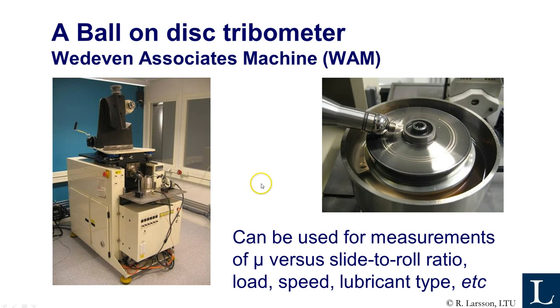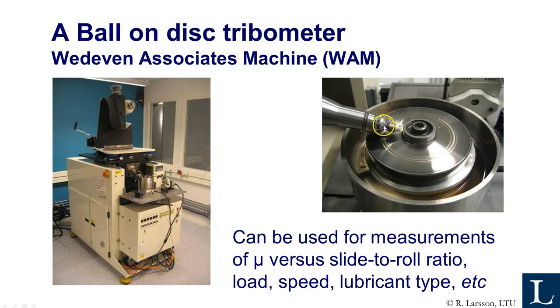We can measure this friction. Of course you can measure it in a gear test rig, but that's a more time-consuming and also expensive test. And it should be simpler to use a ball on disc tribometer. In this case, you can control the conditions very much better also.